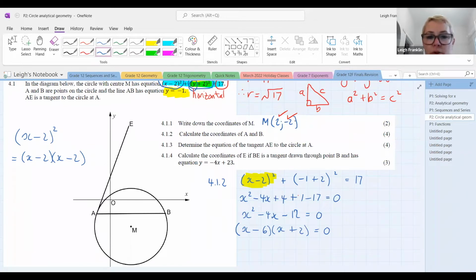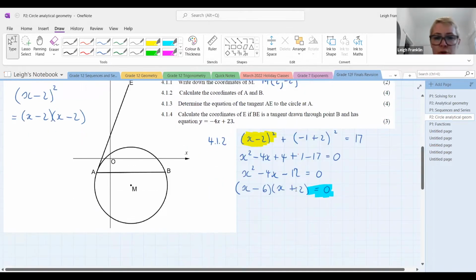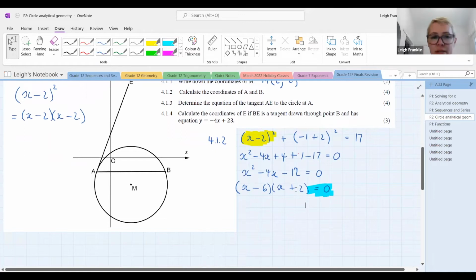Another thing that a lot of people forget here at this point is they leave off the equal 0. If there is an accuracy mark on this line, you're going to lose that mark if you leave off the equal 0. Remember, you are solving a quadratic equation. It must be equal to 0. Don't leave that off.